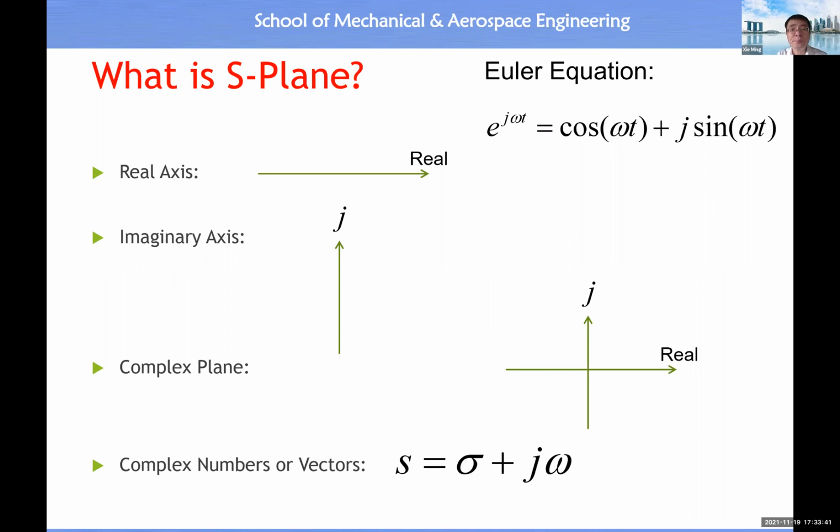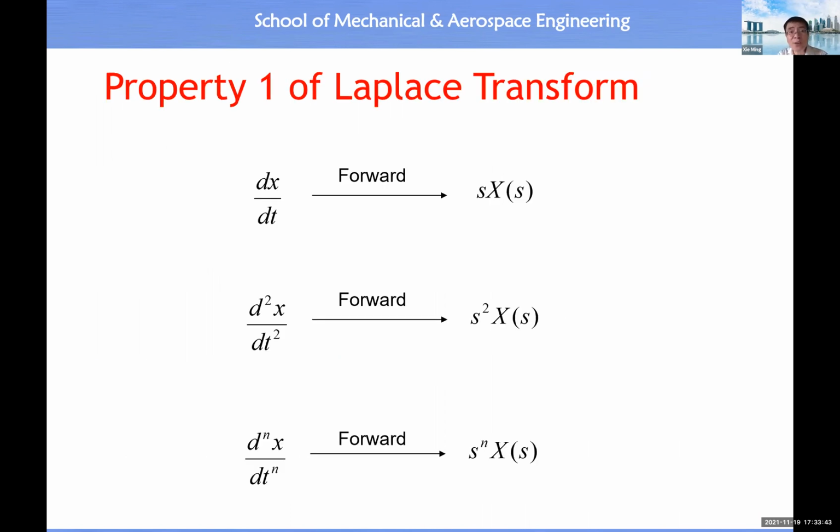All right. Now we look at the most useful properties. The first property is to reduce the complexity of derivatives in the time domain into multiplication with s. For example, if x is a time function, we know the Laplace transform of x is X(s).